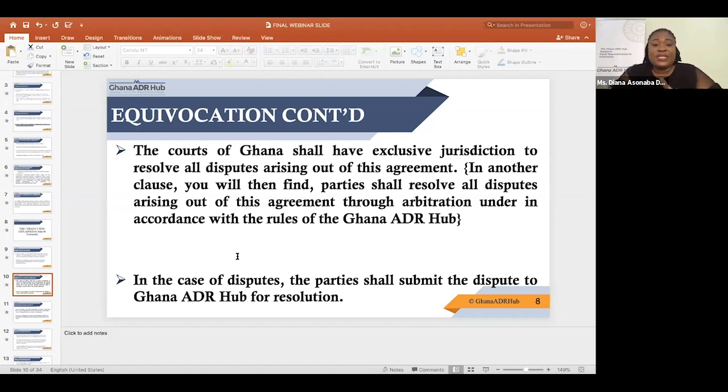The second example says that in the case of disputes, the party shall submit the dispute to the Ghana ADR Hub. Now, if you look at it, you might think that this is a good clause, but it is pathological in the sense that the Ghana ADR Hub, for instance, is noted for providing service not just in arbitration, but in mediation as well, and other dispute resolution methods. So when you say that the party shall submit the dispute to the Ghana ADR Hub without stating which type of dispute resolution mechanism you are opting for, this is equivocal. It is not so clear.